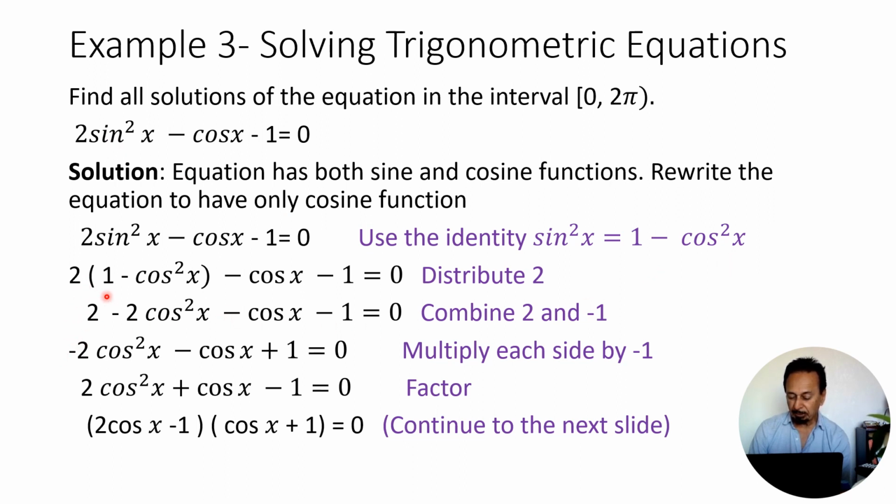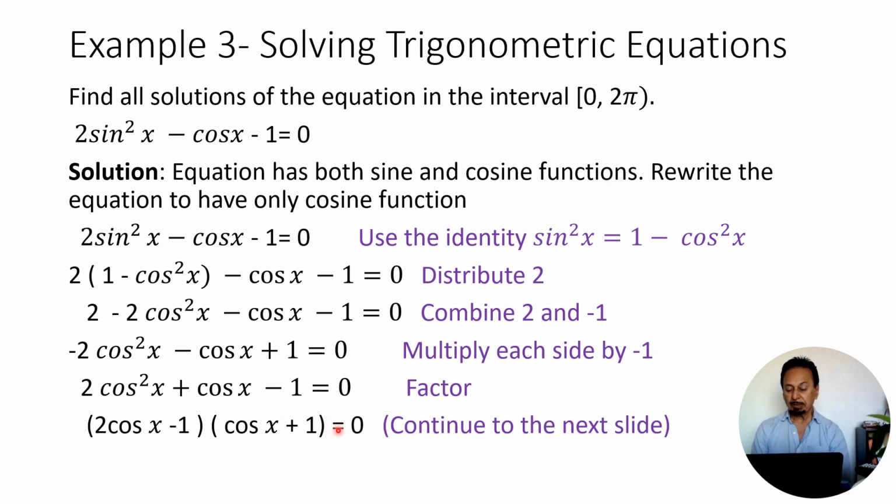So we have 2(1 − cos²x) − cos x − 1 = 0. Distribute 2, we need to do 2 times 1 and 2 times cos²x, minus cos x minus 1 equal to 0. Now we simplify. Let's rewrite the −2 cos²x first, and then − cos x, and then simplify 2 minus 1, so it gives you positive 1. Now we multiply each side by negative 1, so negative 1 times −2 will be 2 cos²x, this will be + cos x, and this should be our −1.